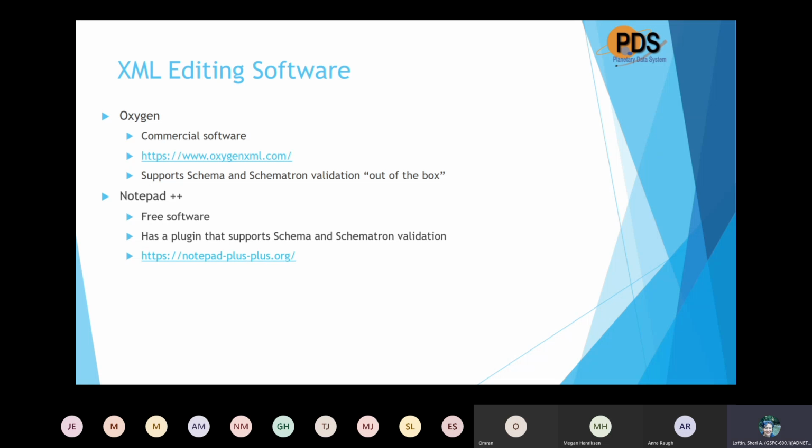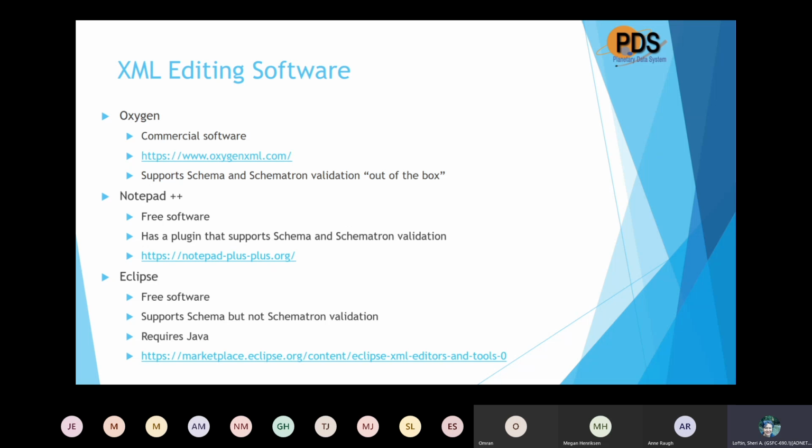Notepad++ is free, and you can download a plugin that supports schema and schematron validation. I have not used Notepad++. I do not know how to use it. NASA bought for me the Oxygen software, so that's the one I'm familiar with. But Notepad++ does have it, so that is also an option.